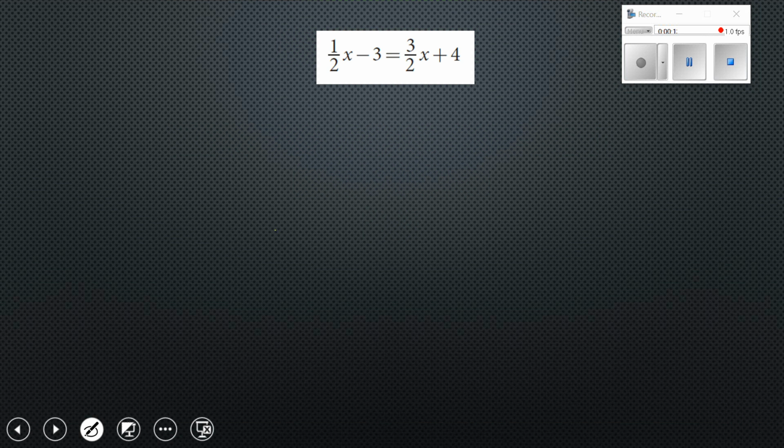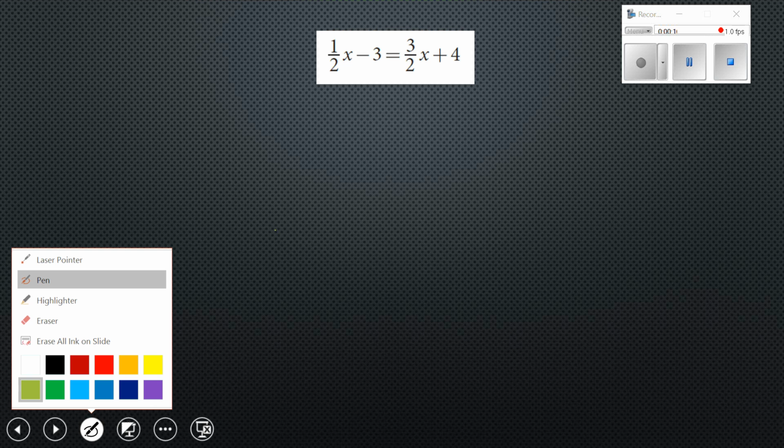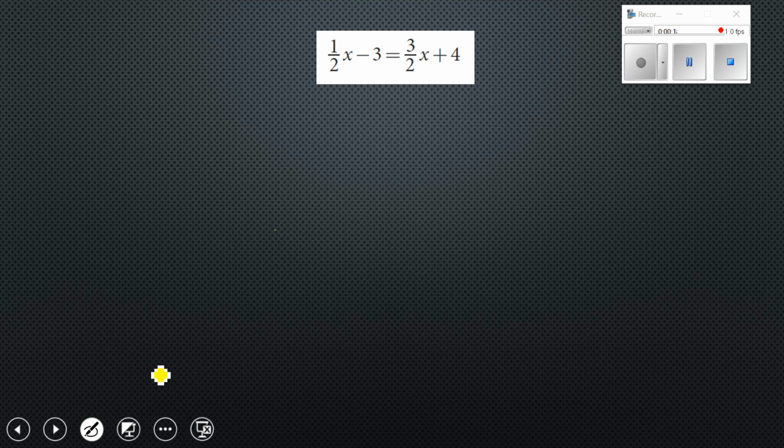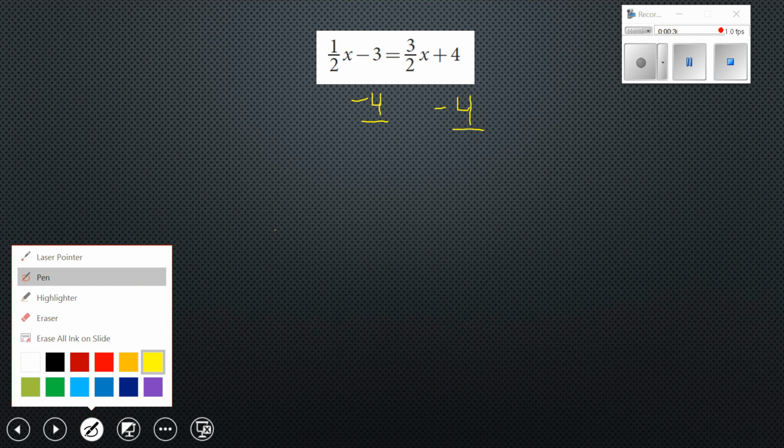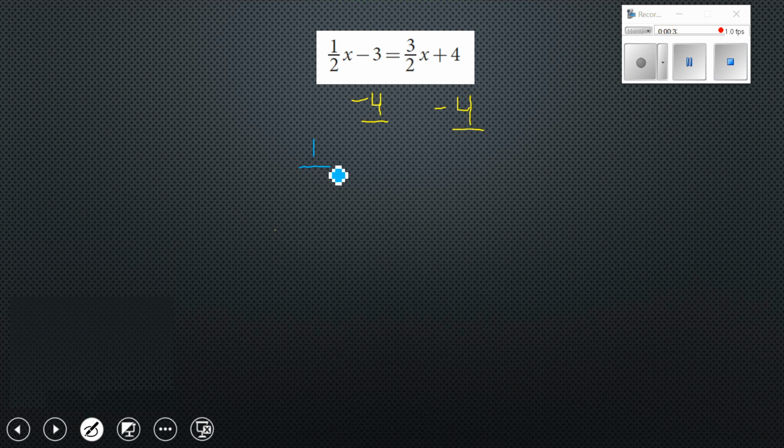We have fractions. The process works just the same as any other problem we're doing here, as far as getting numbers on one side and variables on the other. So I'm going to start by, in this case, subtracting 4 from both sides. And I'm going to rewrite the equation. That's always a good habit to be in. So I'm going to bring down my 1/2 x. And of course, this now becomes minus 7 because I've done negative 3 minus 4. On the right side, the 4 is gone because 4 minus 4 is 0, and I'm left with 3/2 x.